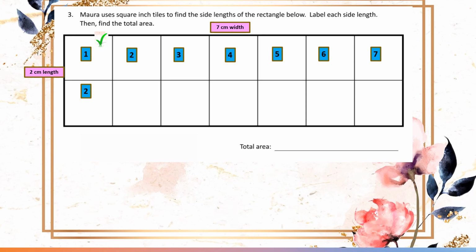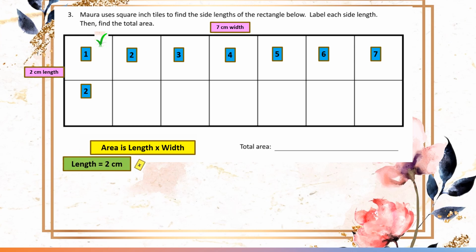All right, now remember, our area formula is length times width. So that means our equation to figure out the total area for this rectangle is going to be 2 times 7. Now, what's 2 times 7?